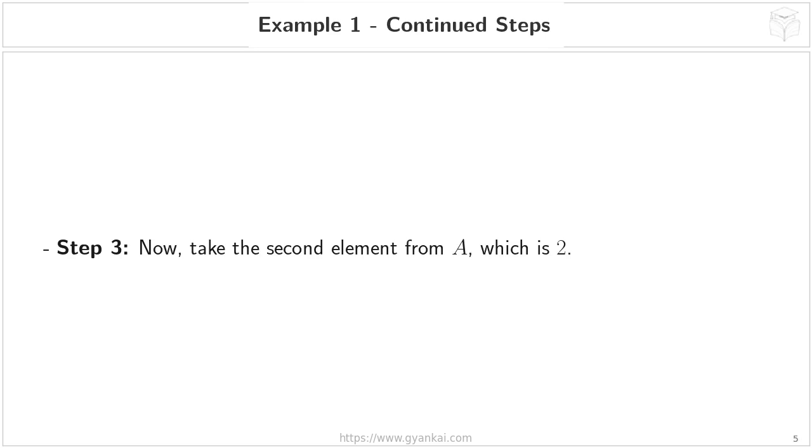Example 1, Continued steps. So we've been working through examples of Cartesian products, and we're currently looking at sets A and B. Remember, the Cartesian product, written as A cross B, is all the possible ordered pairs we can make by taking one element from A and one element from B. Now, let's move on to step 3.